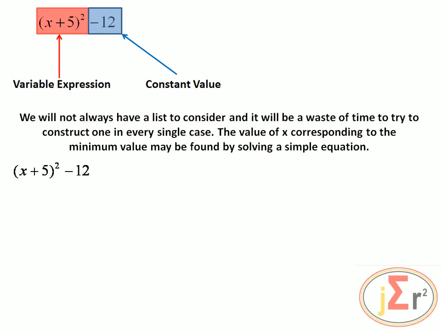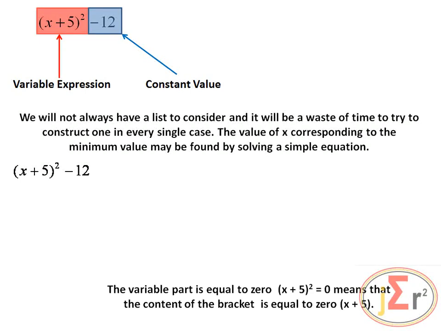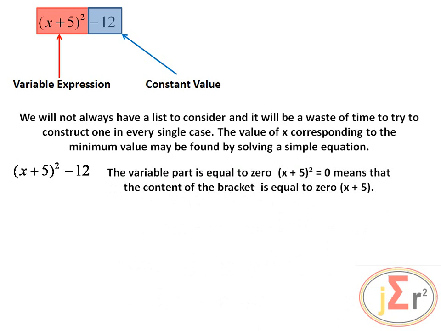x plus 5 all squared minus 12. The variable part is equal to 0. So x plus 5 all squared is equal to 0, which means that the content of the bracket is equal to 0. So if the variable part, which is x plus 5 all squared, is equal to 0, it means that the content of the bracket is equal to 0. That is, x plus 5 is equal to 0.